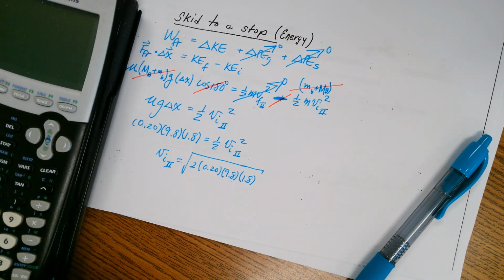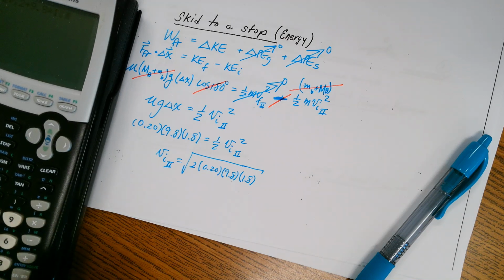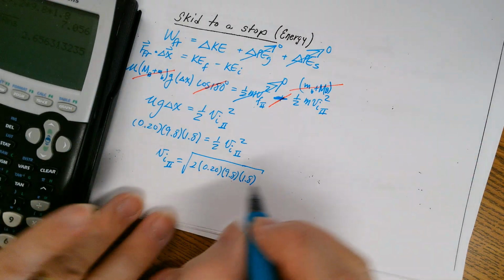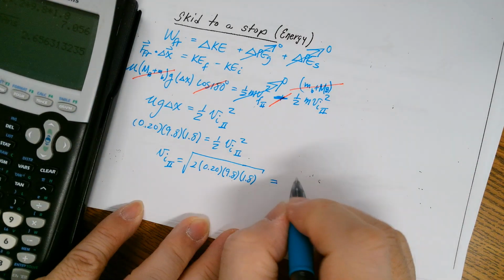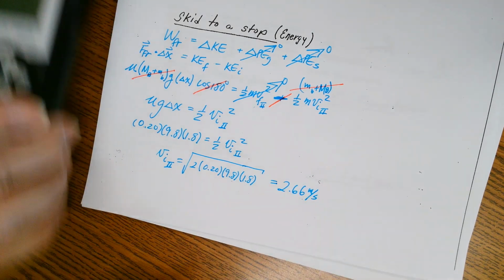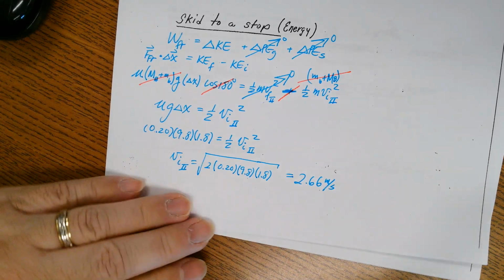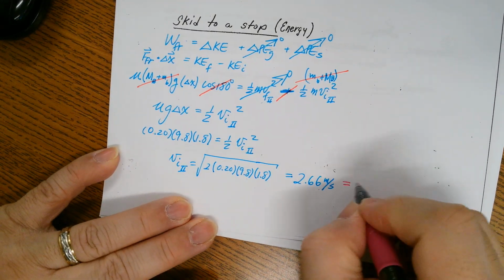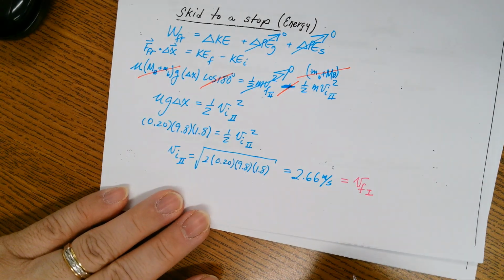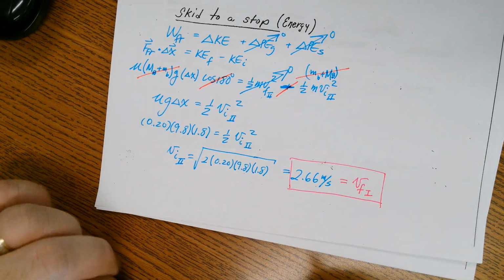All right, so what is that? It looks like 2 times 0.2 times 9.8 times 1.8. And if you square root that, I get 2.66 meters per second. This initial velocity of phase 2 is exactly the same as your final velocity of phase 1. Does that make sense? Okay.